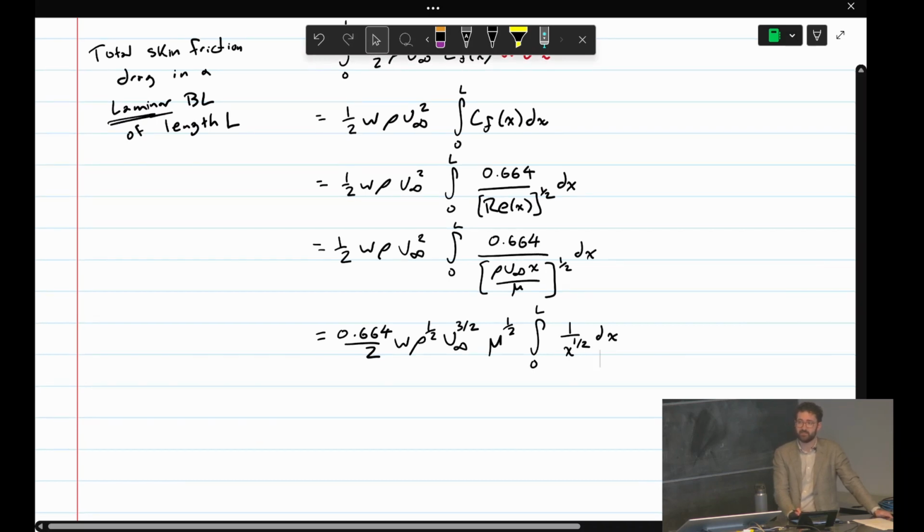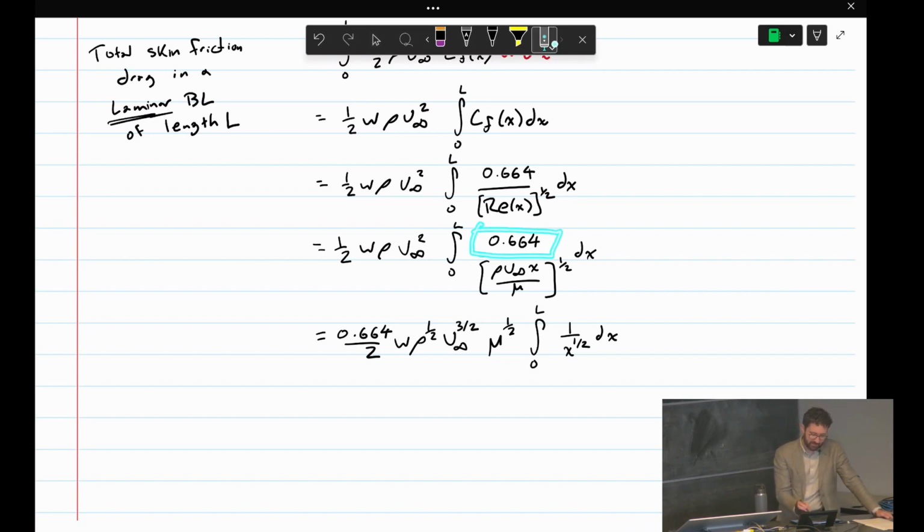The analysis is very similar for the turbulent boundary layer. The only thing that changes is the constant on top and also the exponent in the bottom, but you still just get an integral of x to some exponent. Okay. So any questions about this?